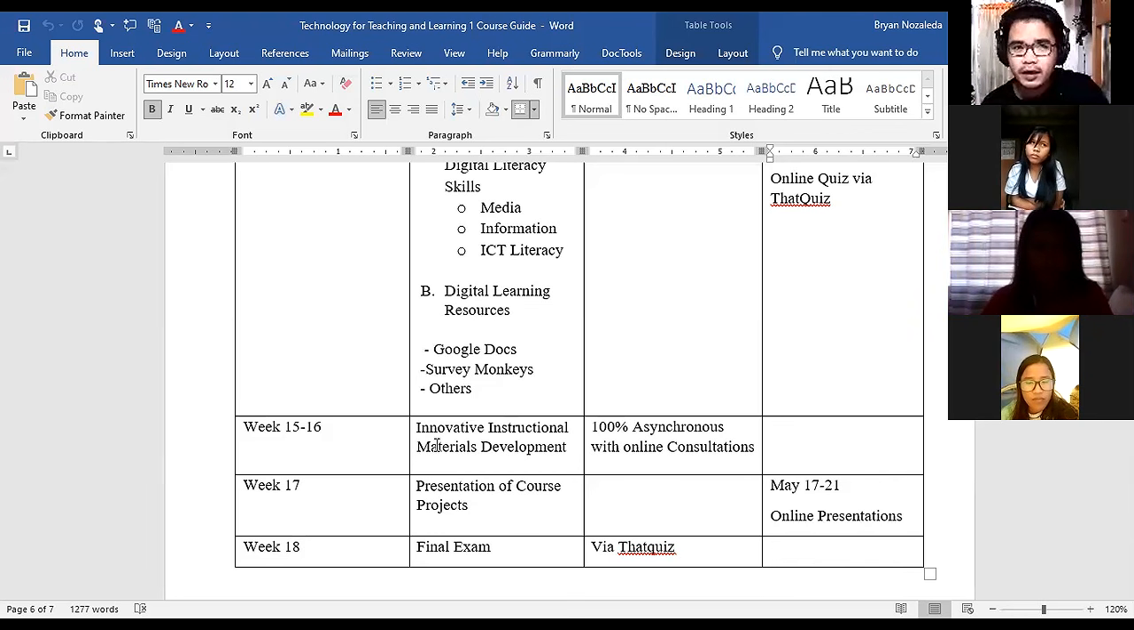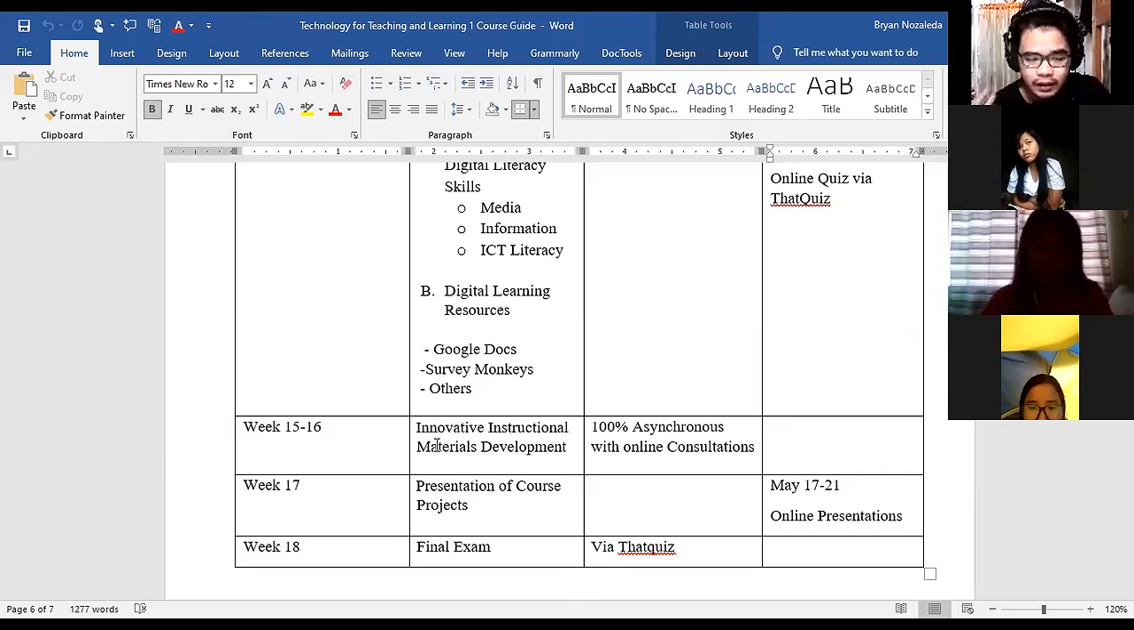For example, it could be a strategic intervention material. It could be a module. It could be a reading material. It could be a contextualized reading material translated to the local language, or maybe a digital material. So it depends on ano ba yung naiisip mo na magagamit ng isang guro that can be considered a new instructional material that could develop the learning of our learners, particularly in your field of specialization.